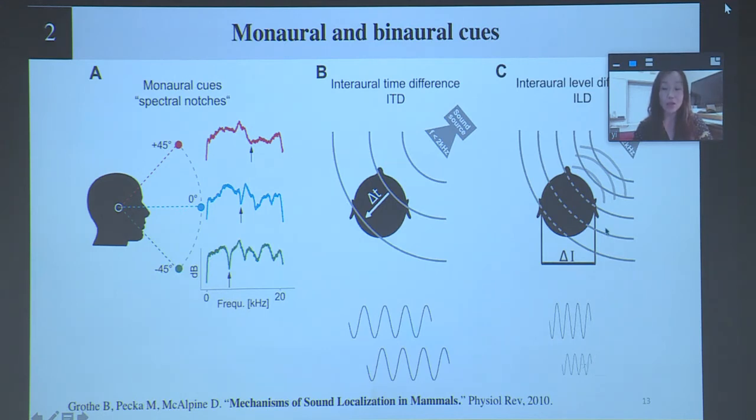ILD is only a significant cue for high frequency sound. It is because at low frequencies, sound can simply bend over or pass the head without losing much energy. So because of this, ILD is useful only for localizing high frequency sound.